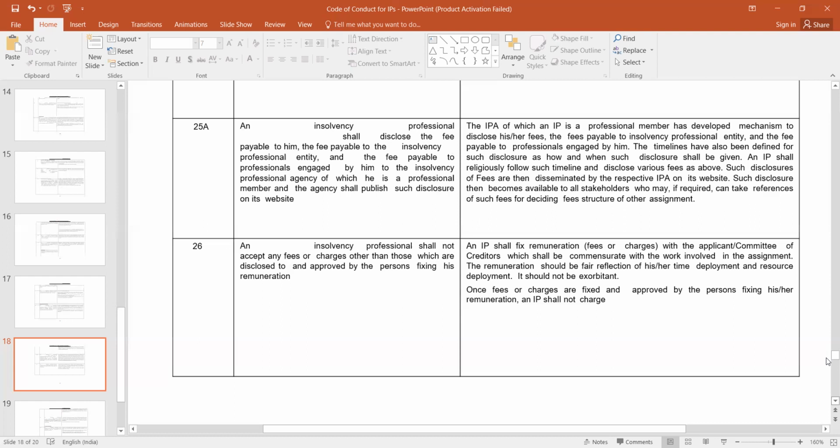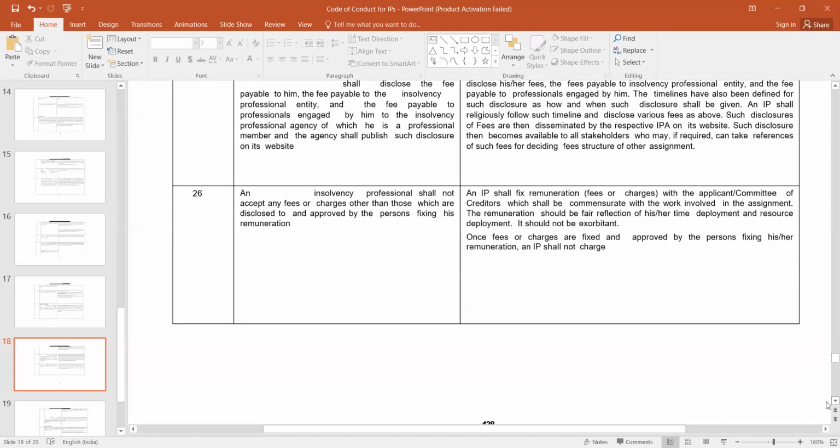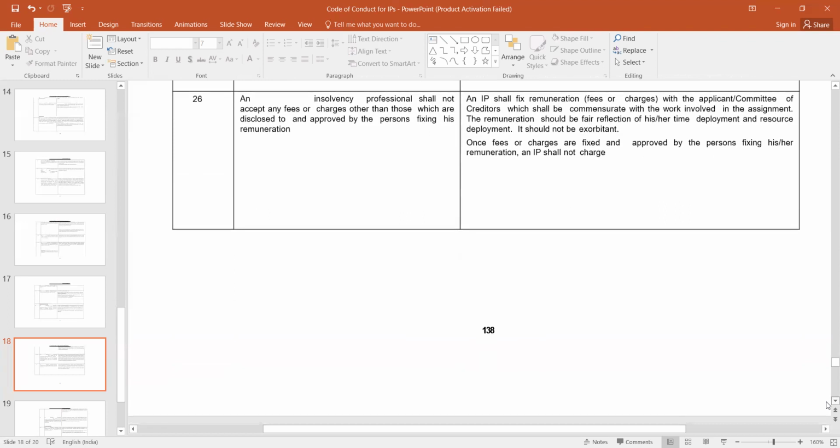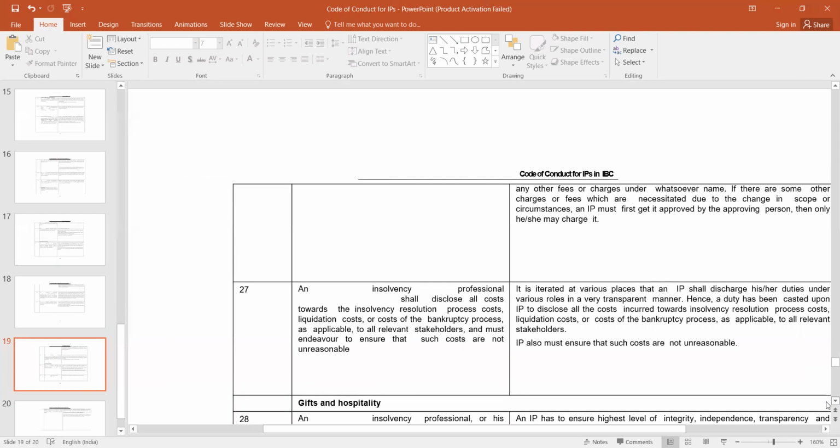So an IP shall fix remuneration, fees or charges with the applicant or COC, which shall be commensurate with the work involved in the assignment. Remuneration should be a fair reflection of his time deployment and resource deployment. Okay? It should not be exorbitant. And once fees or charges are fixed and approved by the persons fixing his or her remuneration, the IP shall not charge any other fees or charges under whatsoever name. ठीक है. If there are some other charges or fees which are necessitated due to change in scope or circumstances, first you get it approved, ठीक है, then only you can charge.